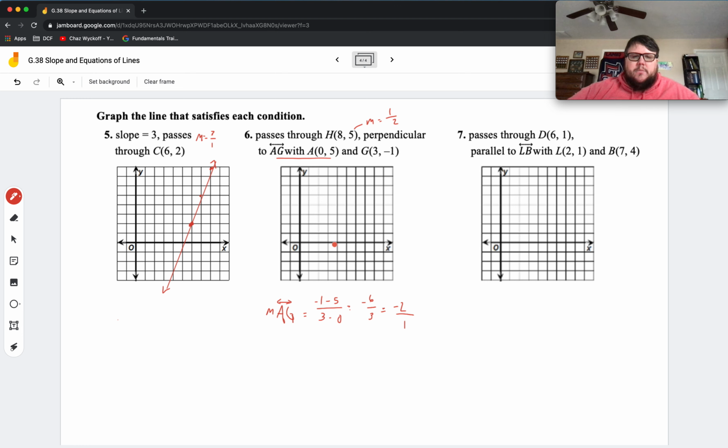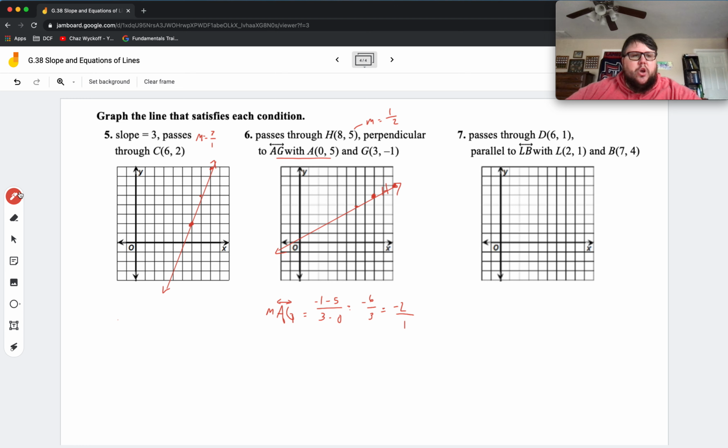So if I plot this point, right? So let's just go. H is 8, 5. 1, 2, 3, 4, 6, 7, 8. Up 5. 1, 2, 3, 4, 5. So that is point H. And then my slope is up 1 over 2. Up 1 over 2. But I can also go down 1 the other side too, if I wanted to. So let me go ahead and draw my line through that.